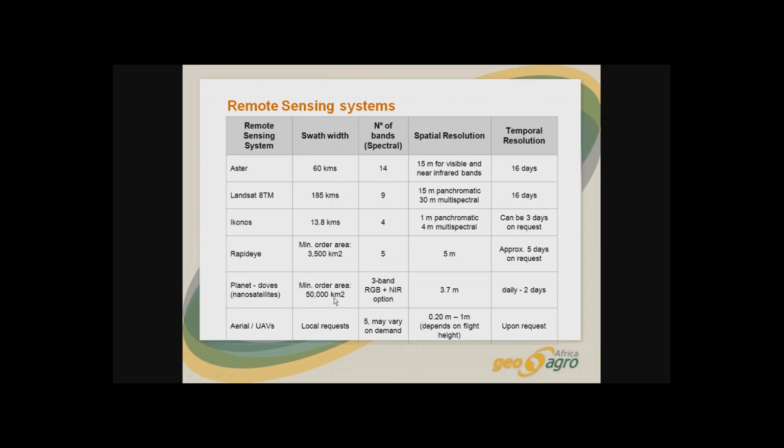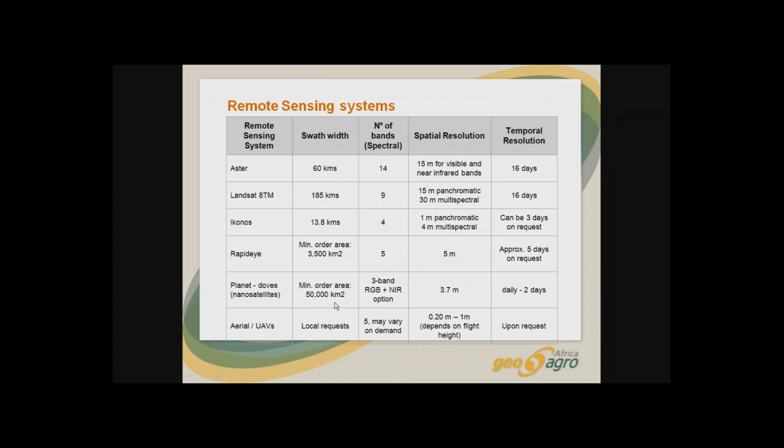The two new kids on the block. It's UAVs, which have been around for the last couple of years. It's evolving very quickly. The advantage is very high resolution, and you can use it anytime. The disadvantage, as you can see, is costs and operational logistics. But that's a technology in evolution, and we'll see more and more in the next years. GeoAgro Africa has a drone, by the way, and provides the service. I would be happy to answer your questions after in that area.